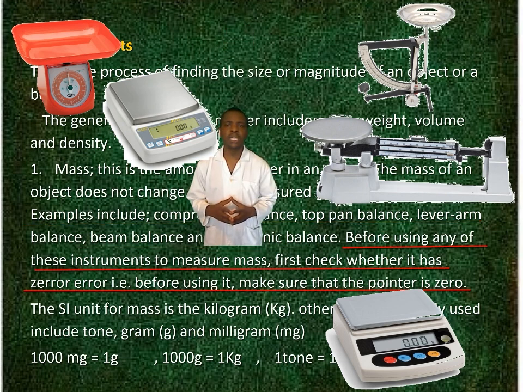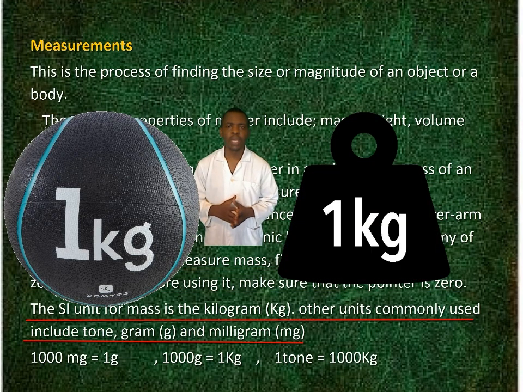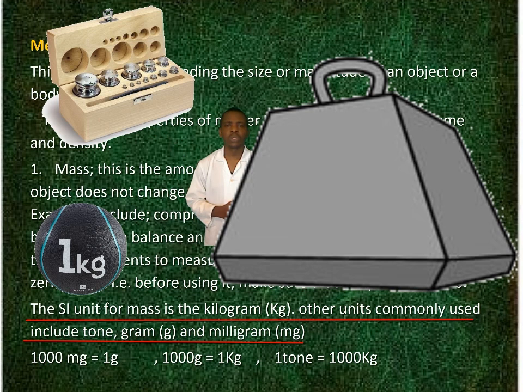Before using any of these instruments to measure mass, first check whether it has zero error. That is, before using it, make sure that the pointer is at 0. The SI unit for mass is the kilogram. Other units commonly used include ton, gram, and milligram.